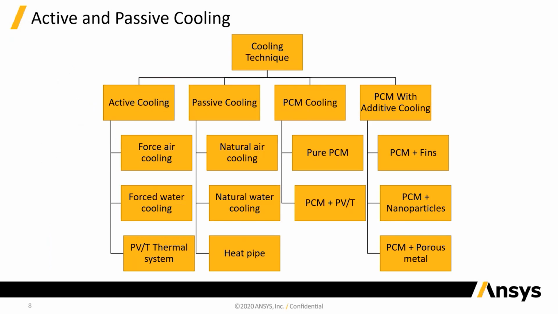Now let's look at the different types of cooling systems. There are active cooling systems where we place a fan and force air over the system, or we use a cold plate where we force a liquid through the plate, and all the electronic devices sit on that plate, which is maintained at a certain temperature by the forced cooling of the liquid. Or there are photovoltaic thermal systems.